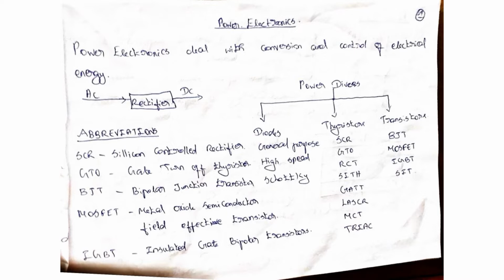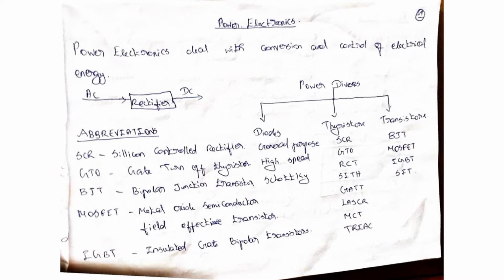First of all, why do we need power electronics? What is the use of that? We need power electronics to convert and control electrical energy. Sometimes we may get an AC supply, but we need to give a DC supply. At that time we need a converter. These power electronic devices are used as converters, rectifiers, choppers and so on.